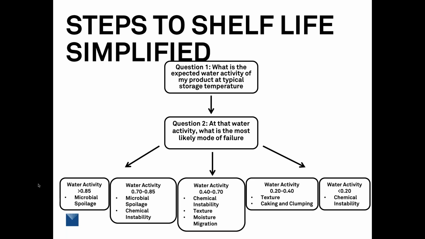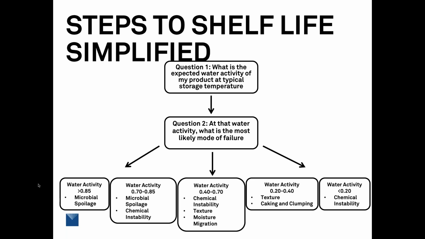Once you know what that water activity is, the next question is, at that water activity, what is my most likely mode of failure? As you can see below, based upon particular water activity ranges, we can isolate the most likely modes of failure. Greater than 0.85, your biggest factor is going to be microbial spoilage. You certainly have to take that into account, or you are likely going to have to refrigerate your product to try and extend its shelf life. But what's most likely to end it is microbial spoilage.